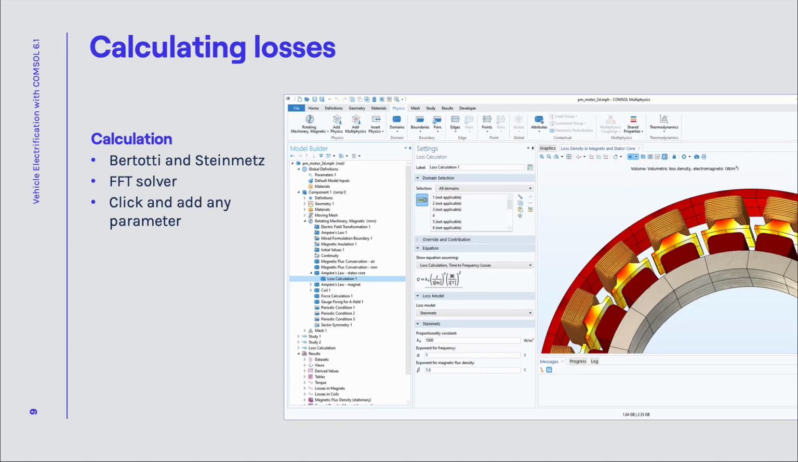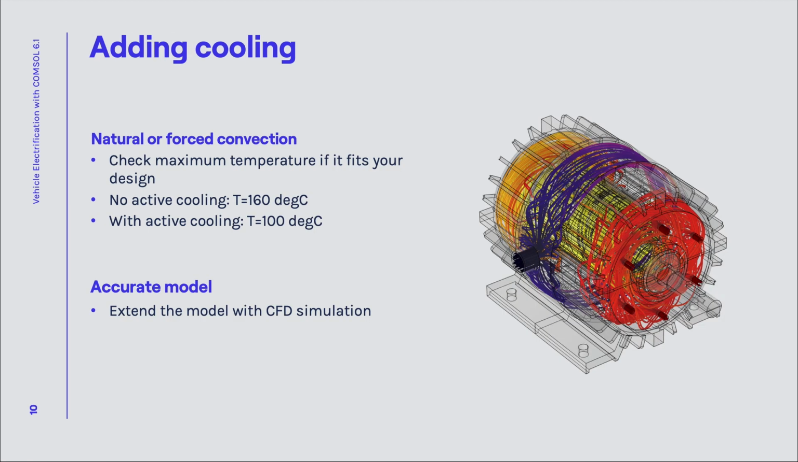Okay, calculating losses. There are different ways you can calculate losses in COMSOL Multiphysics, based on the Bertotti and Steinmetz versions, and you can also always use the user-defined version. In most cases, the user interface is prepared to use some sort of user-defined expression, and that's also available here in calculating losses. You can use a time-dependent simulation, then use an FFT to check for harmonics in the signal. That's easy to do. You can also add active cooling.